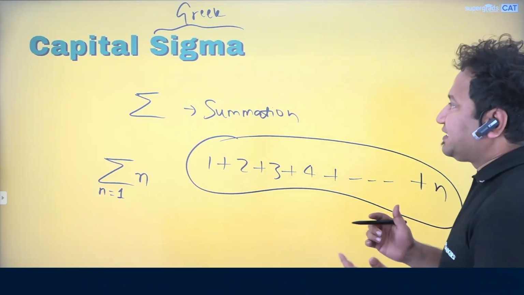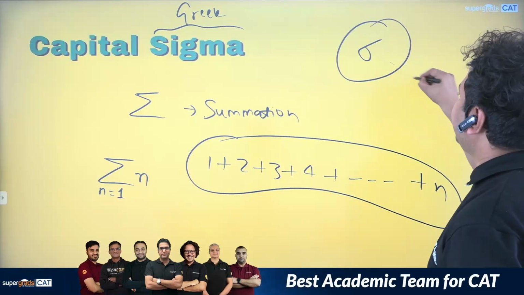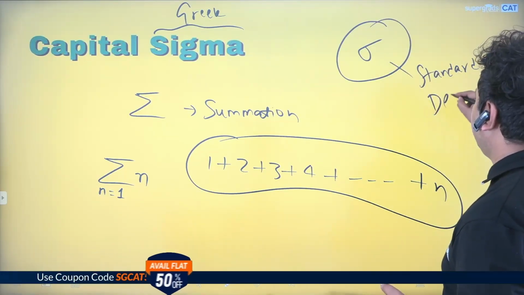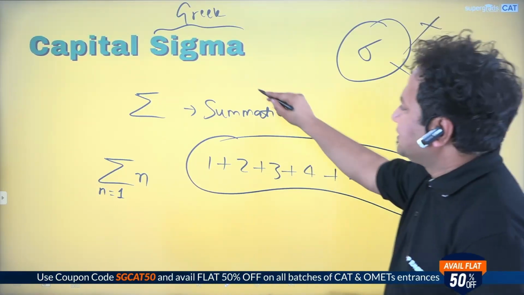Great. We have small sigma as well. This will be used in statistics. It means standard deviation, which is not part of CAT, but in other exams this might be important. So we'll leave it for now, but this is very important.